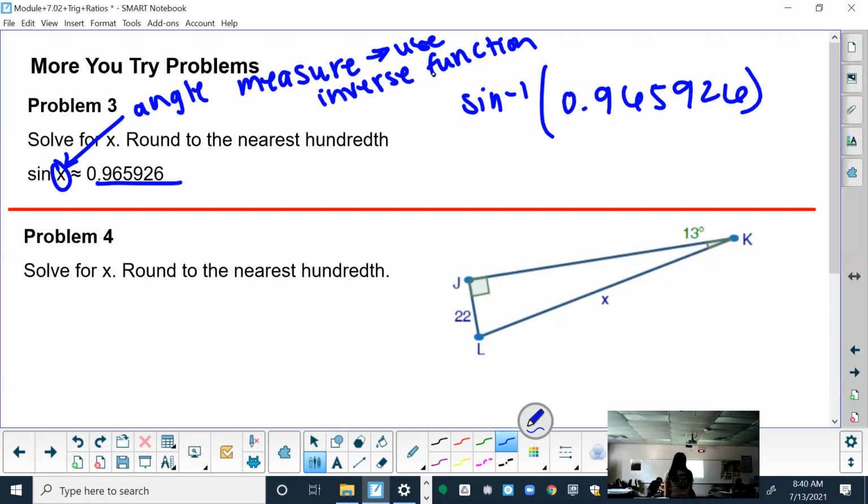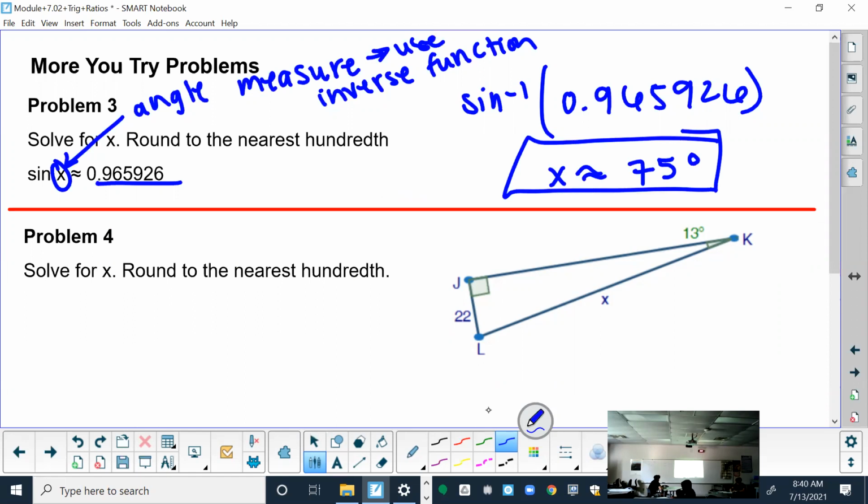All right, once you enter that in your calculator, you should have gotten that x is about 75 degrees. If you got that on your first try, good job. If not, maybe star or highlight that angle measures have the inverse function. Question?